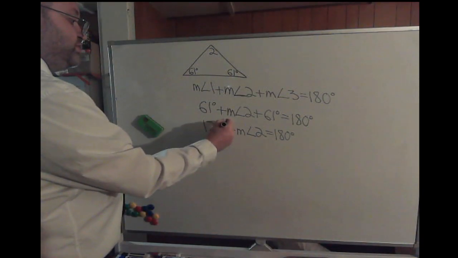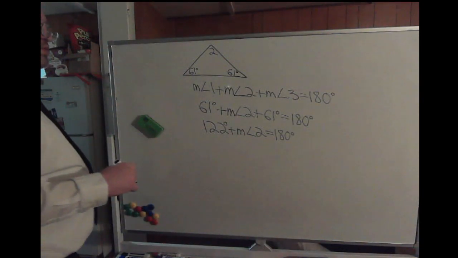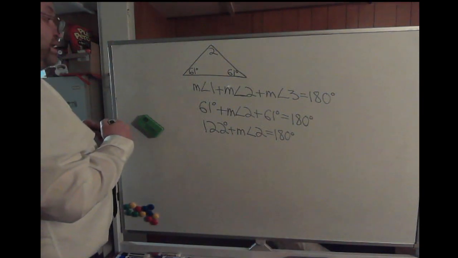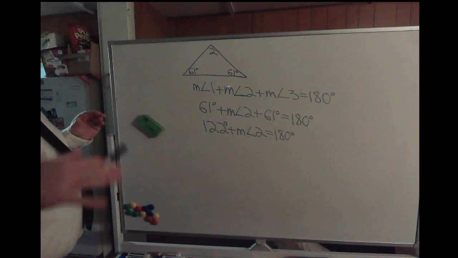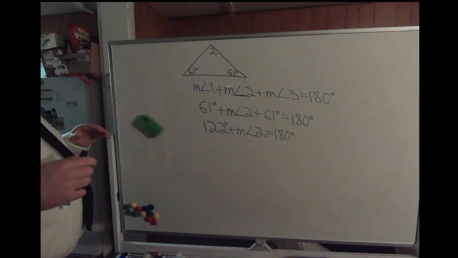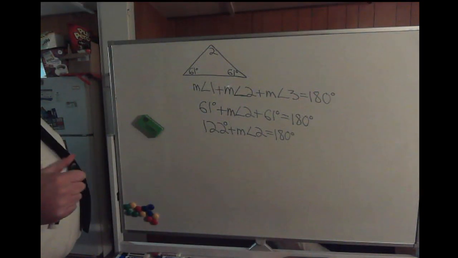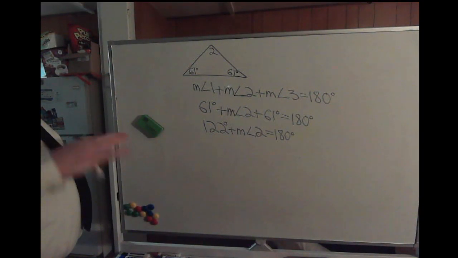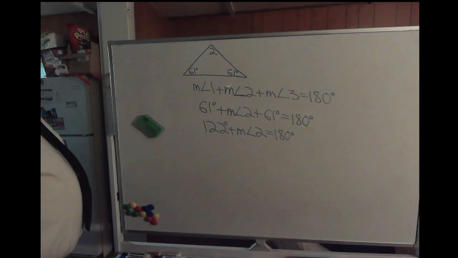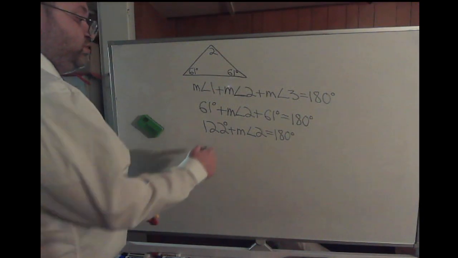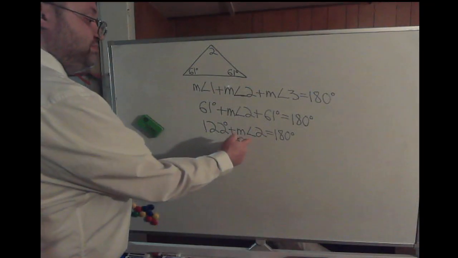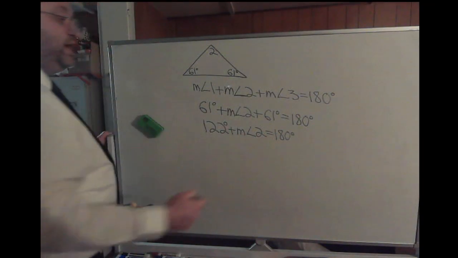Whoops, I forgot the degree symbol. It's always important to have your units. Largely in the world, angles in general are measured in degrees. When you get into trigonometry, there is another way to measure angles, but that's for way down the road. Right now, we're just going to focus on them being in degrees. So, of course, we have 122 plus the measure of angle 2 equals 180.